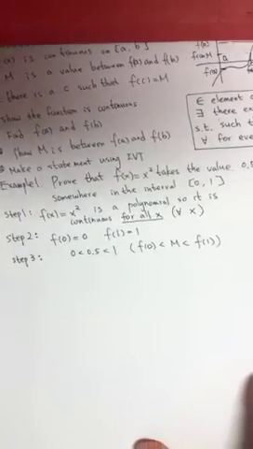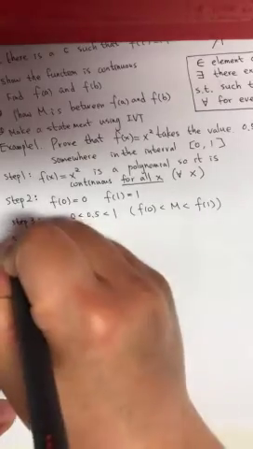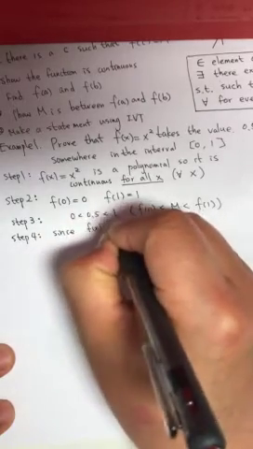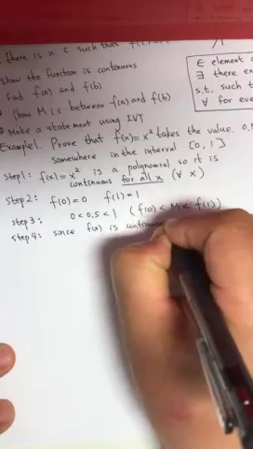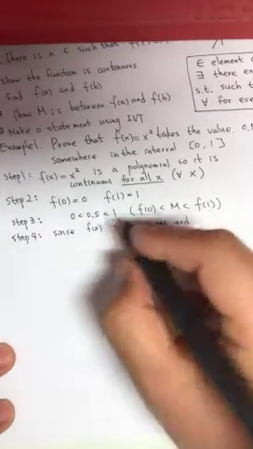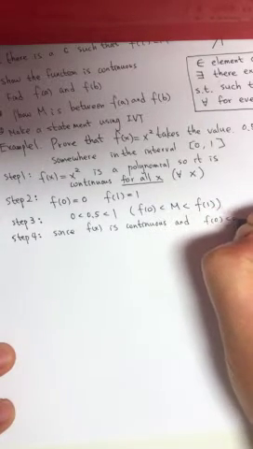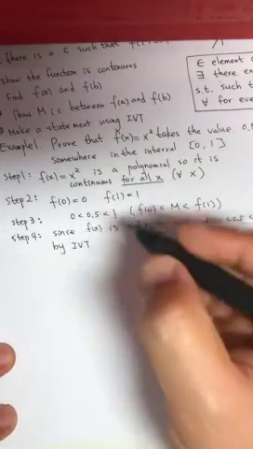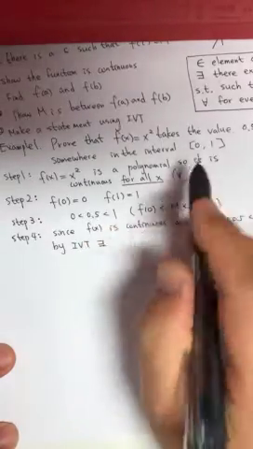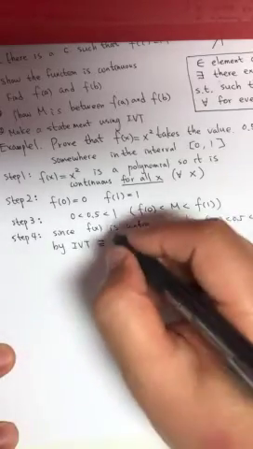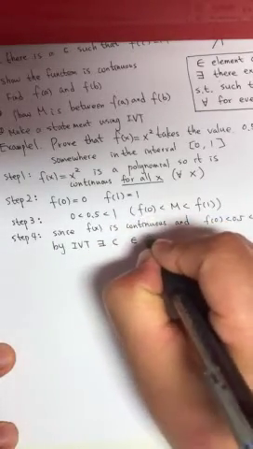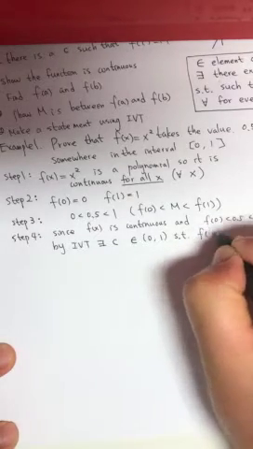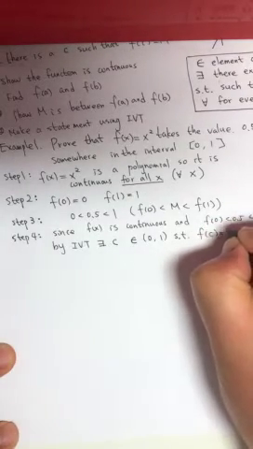And what's our next step? What's our last step? So since all this was done, then basically the very last step is, since f of x is continuous and we know that f of 0 is less than 0.5 less than f of 1, by the intermediate value theorem, there exists a value c that belongs to 0 and 1 such that f of c would equal 0.5.